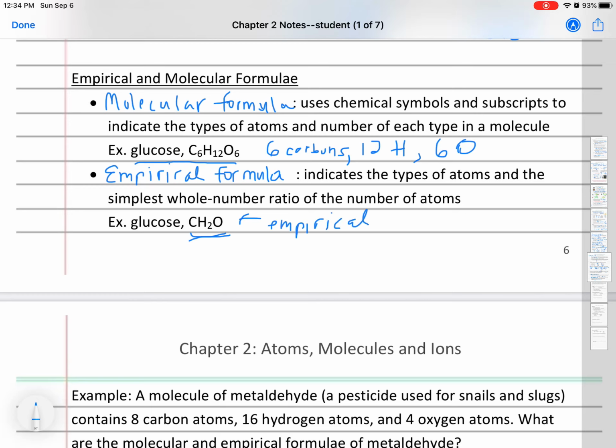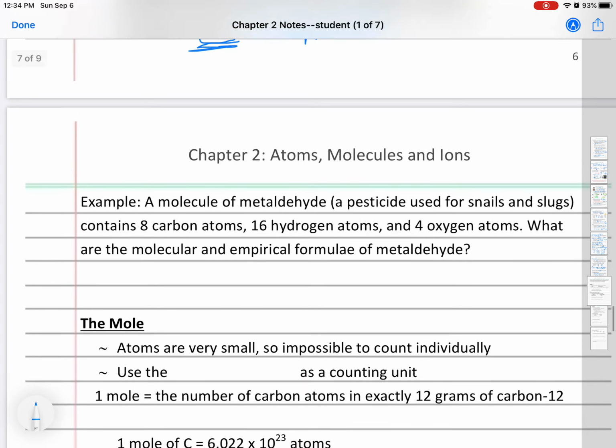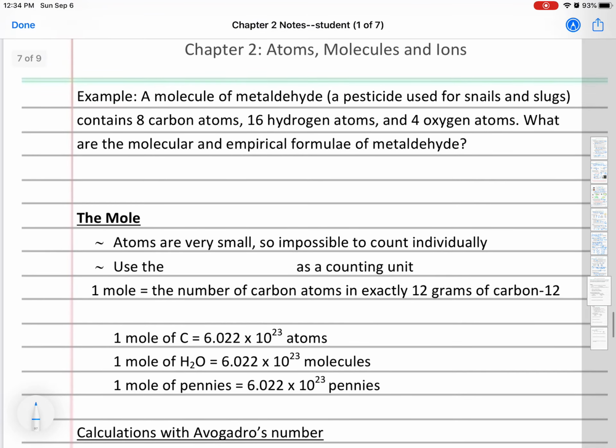It's not the actual formula for glucose. If you just had 1 C, 2 H's, and 1 O, you could not make a glucose molecule. But if you have multiples of that, you can get glucose. So if you're trying to make glucose, you need 1 C and 1 O for every 2 H's. It's just a ratio of the different elements that you need.